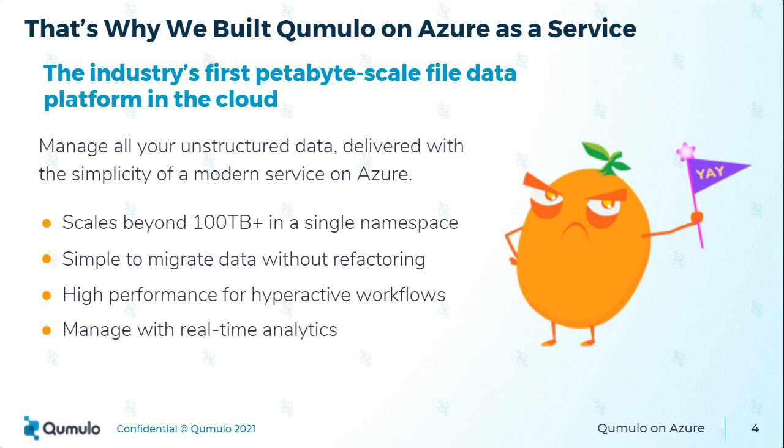So that's really at the heart of why we built Qumulo as a service on Azure. We wanted to bring what we already do well, which is building single scalable multi-protocol namespaces, into the Azure family and deliver that as a simple and easy to use service. So Qumulo as a service on Azure is the industry's first petabyte-scale file data platform in the cloud, in particular in Azure. It scales well beyond 100 terabytes in a single namespace. It's an easy endpoint for migration. It can serve high performance needs for your hyperactive workloads, and it can do that at scale. And of course, we offer the same rich real-time analytics that we offer everywhere our product serves. We offer that in Azure.